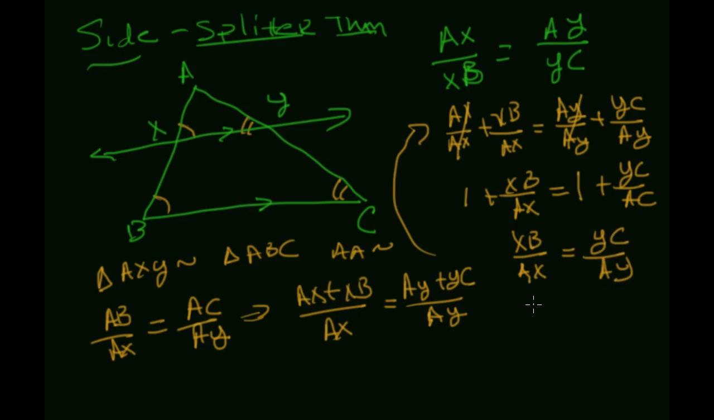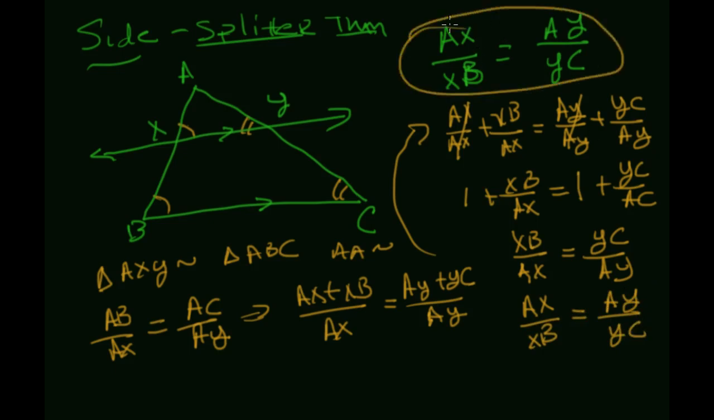And then just flip both fractions of the proportion over. So you get AX over XB is the same as AY over YC, which is precisely what I tried to prove. So if you split the sides of a triangle using a line that's parallel to the base, then it splits the triangle's sides proportionally. Okay, the converse of this is also going to hold.